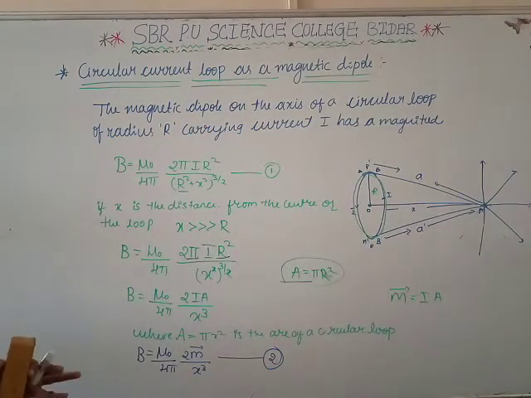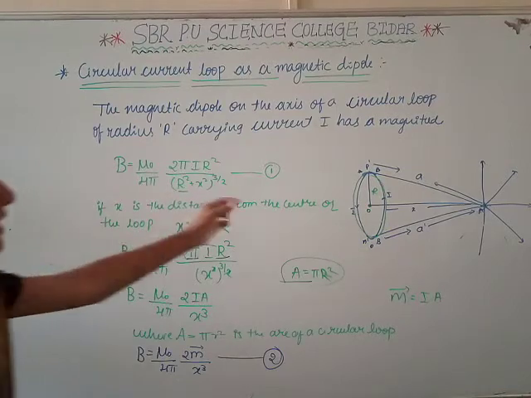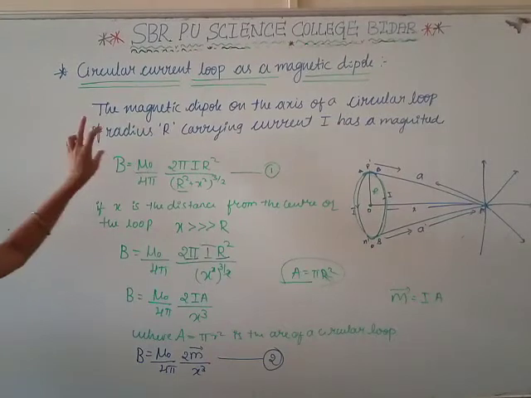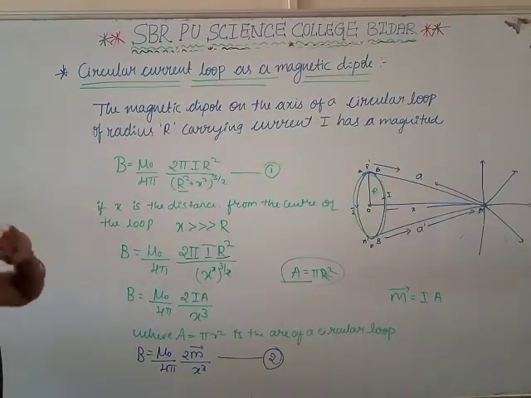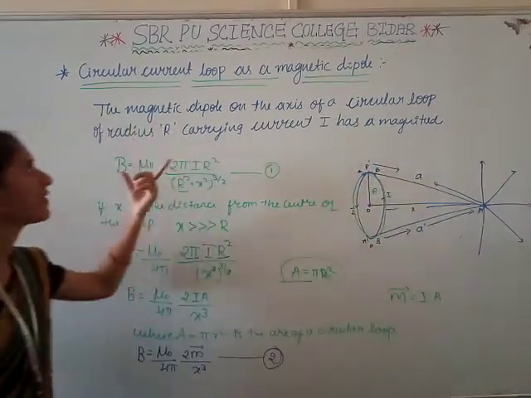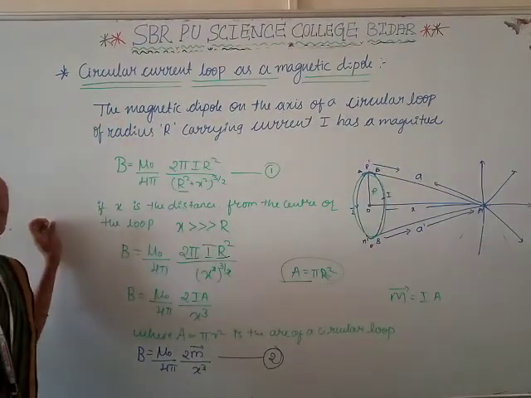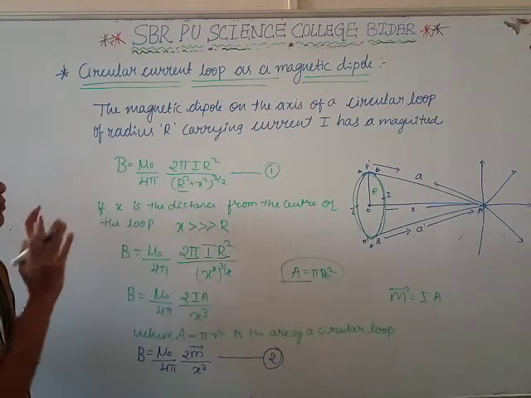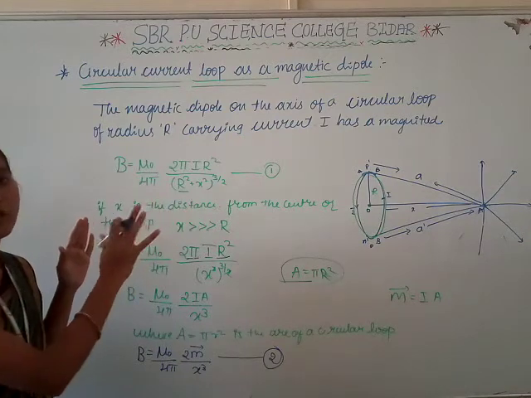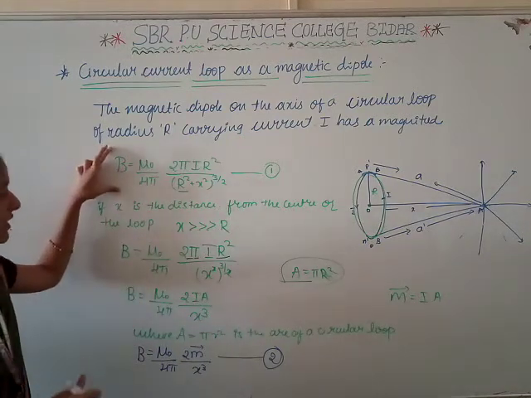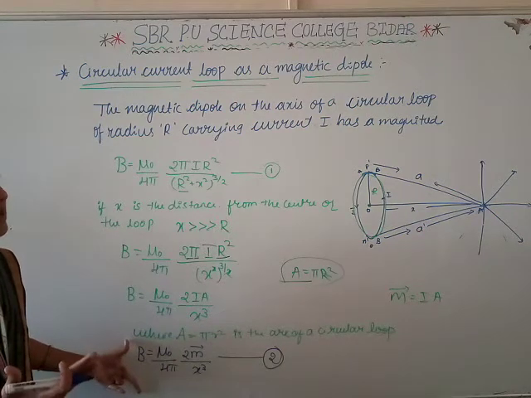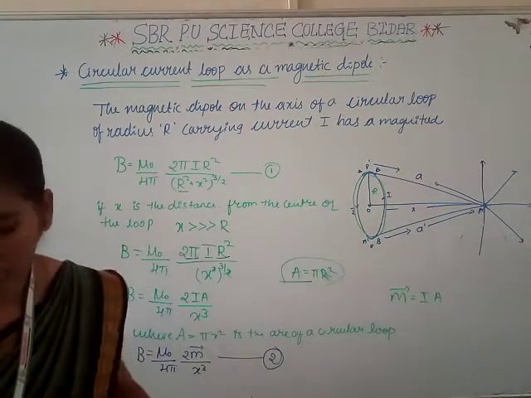Take down. Here, by taking a uniform circular loop, in the previous class we derived the magnetic field on the axis of a circular loop. By using that expression, we are treating the circular current loop as a magnetic dipole. Both the circular current loop and the magnetic dipole have the same expression, so we are proving that the circular current loop is the same as a magnetic dipole.